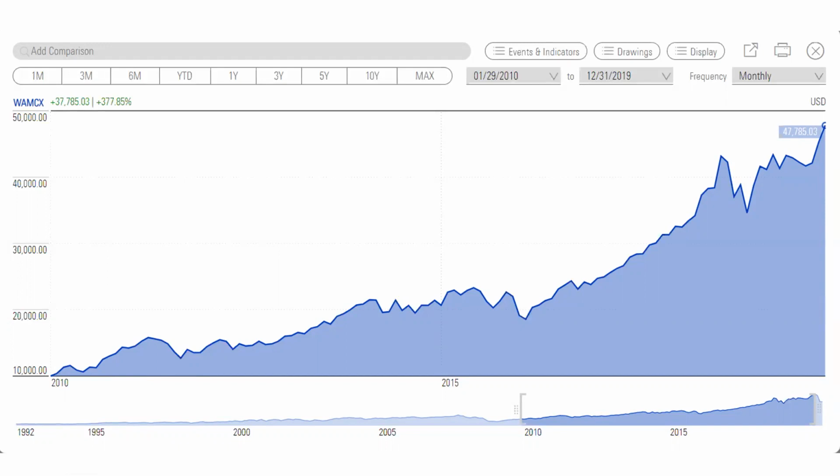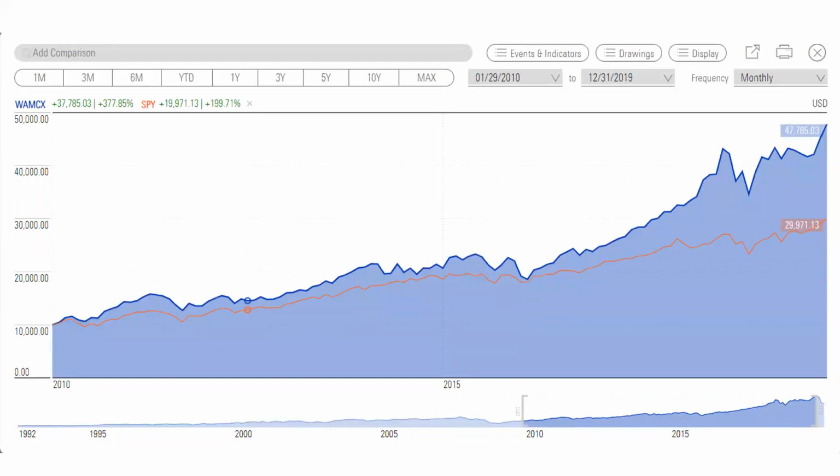So our threshold question is, how should we think about this particular performance? Going from $10,000 to $47,785 in 10 years feels very impressive, but if all you did was look at a graph on a screen, that would be a very naive approach to understanding whether we should think about this performance as impressive or subpar. Maybe the next thing you would say is, well, how does it compare to the market? And you can see the answer to that question right here.